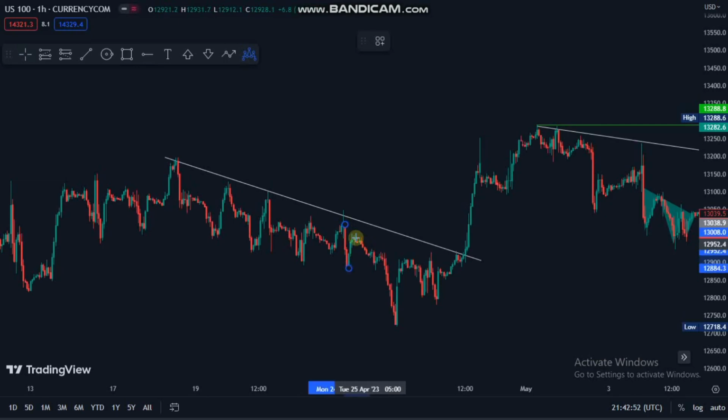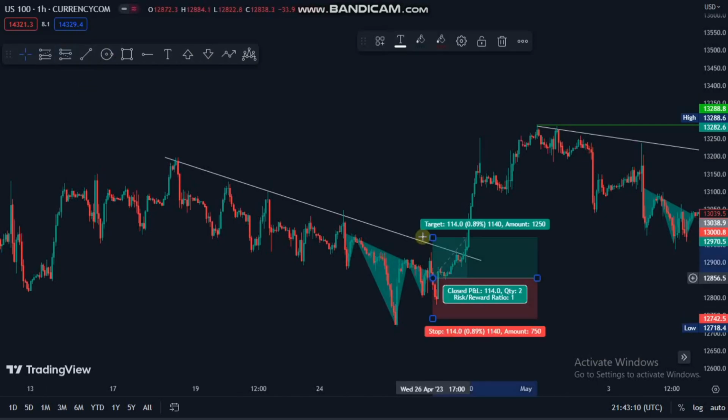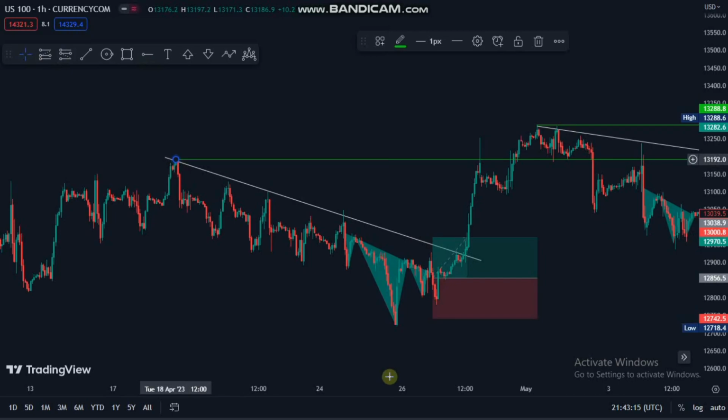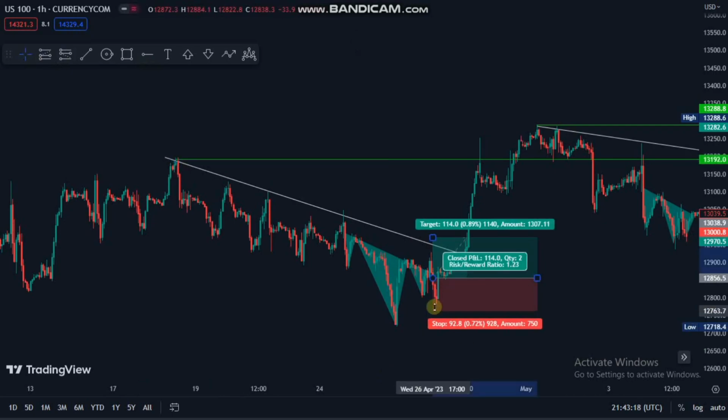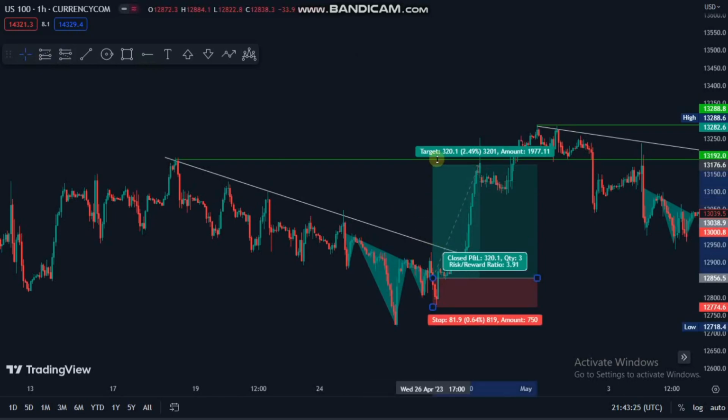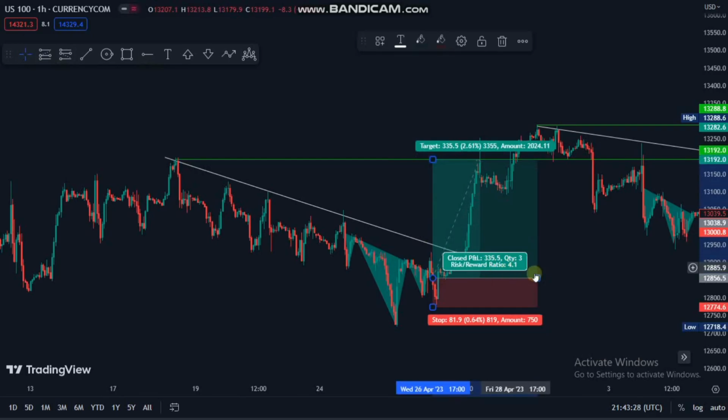So moving to the other one, you can see that we have a head and shoulder pattern, right? You can see that we have something like this, and once we have something like this, we place our entries right here. Maybe if I had an entry right there, then my stop loss would be just below this zone over here, and then my targets would be all the way up here. And you can see that we have a risk to reward ratio of 4.1, right? The market keeps on repeating itself.